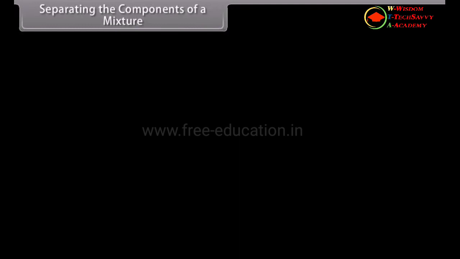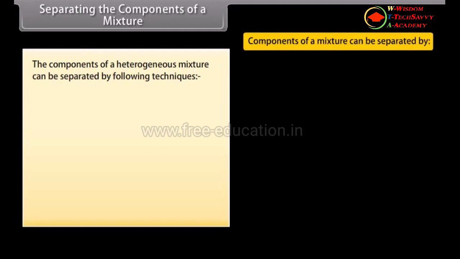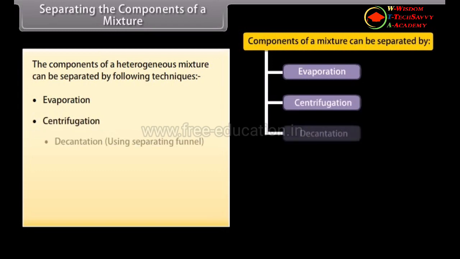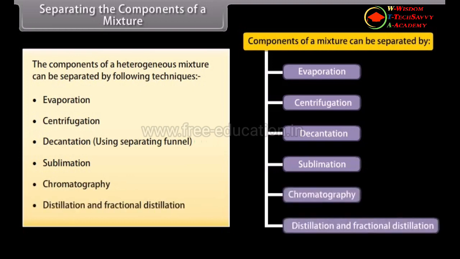Separating the components of a mixture. The components of a heterogeneous mixture can be separated by following techniques: evaporation, centrifugation, decantation, sublimation, chromatography, distillation and fractional distillation.